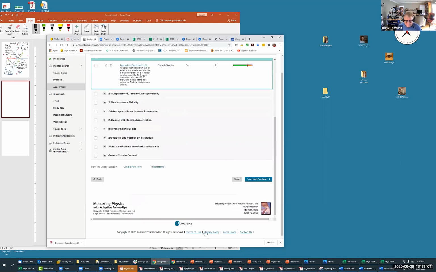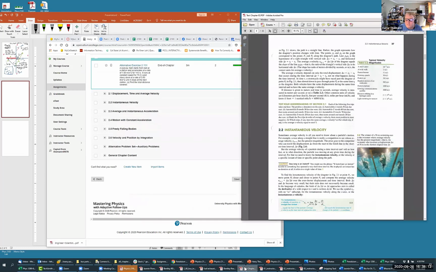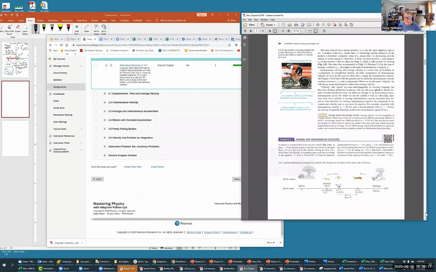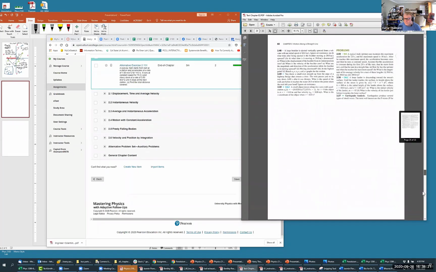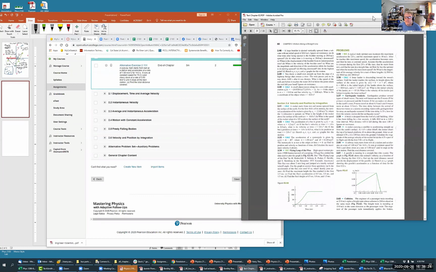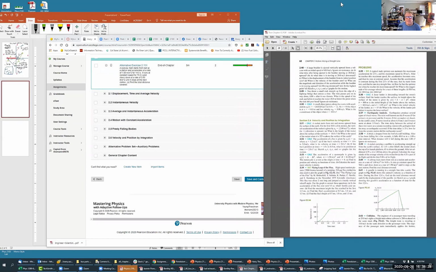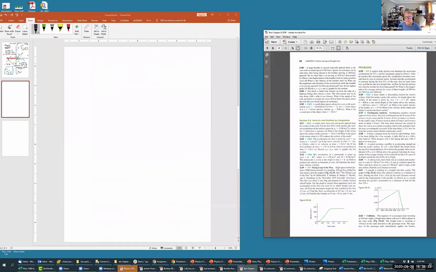And in fact, now I have a textbook I can look at. It's easier for me to look at the textbook. Chapter 2. Anybody have a particular one they want? It could be a homework problem. It's overdue now. Velocity and position by integration. Should I just pick some randomly difficult one? See if I can screw it up.